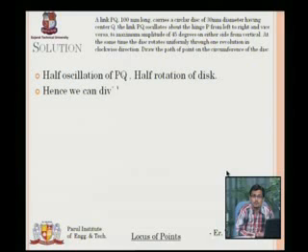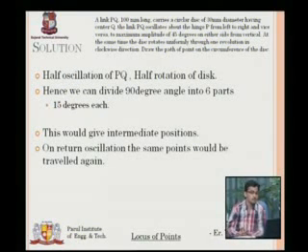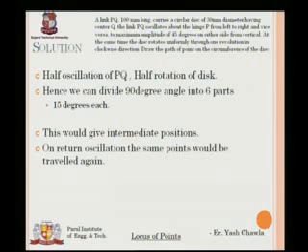So what calculations do I have to do? Half oscillation of PQ is equal to half rotation of the disc. Hence we can divide the 90 degrees into 6 different parts, because halfway I have 6 points. I have divided the circle into 12 parts, so 6 parts will be covered. So my whole division has to be 90 degrees, my travel distance, in 6 parts.